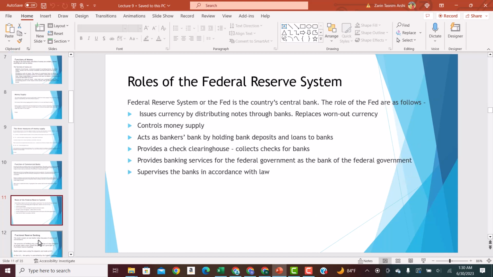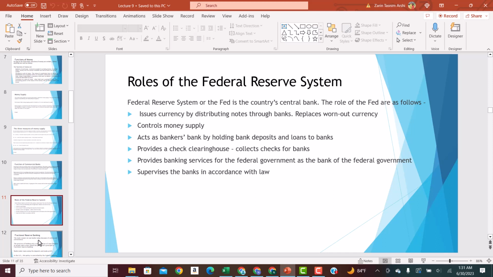We have been talking about the Fed, and we know that one of the main functions of the Fed is to control the money supply, but it has other roles as well. So, what are those roles of the Fed? First of all, the Fed issues currency by distributing notes through banks. They are the ones issuing the dollar bills and the coins, and they distribute it through the banks. They also replace the worn out currency. If something is torn or worn, it's the Fed that will replace that currency. Second role is it controls money supply.